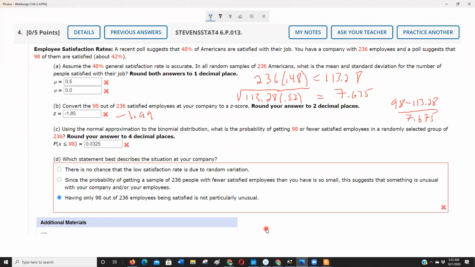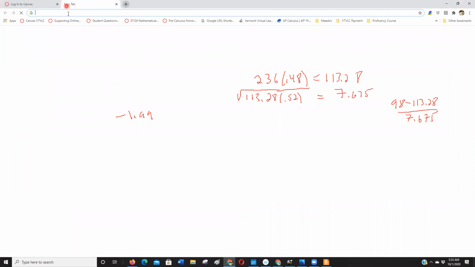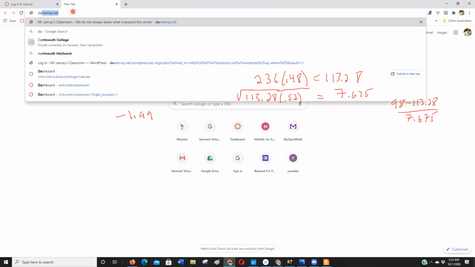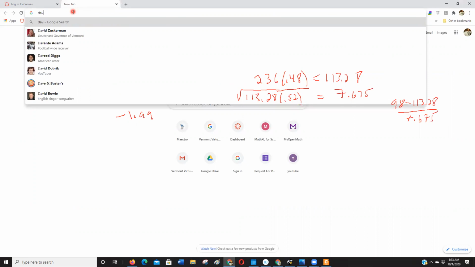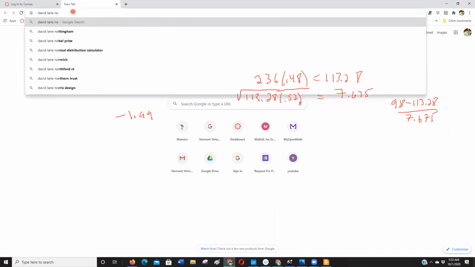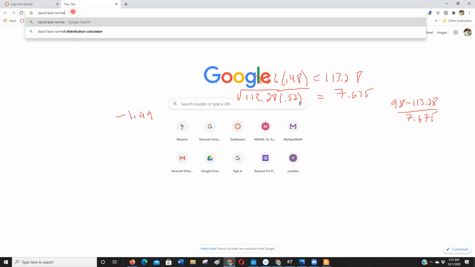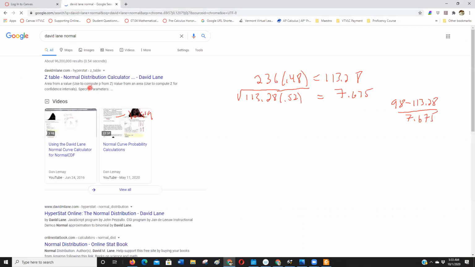I also want to make sure that you see David Lane's applet right here. Because it is a normal curve, make sure you use David Lane normal. I know I've said this in other videos, but if you search for David Lane normal, you'll get the right David Lane.